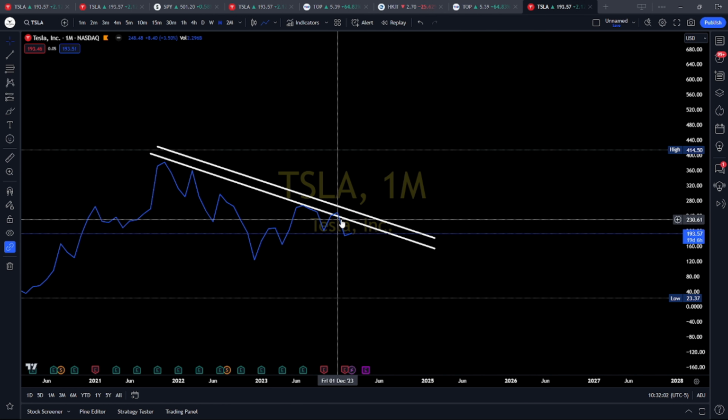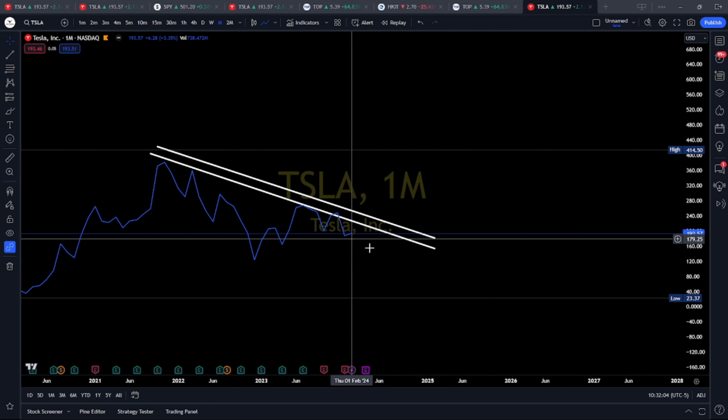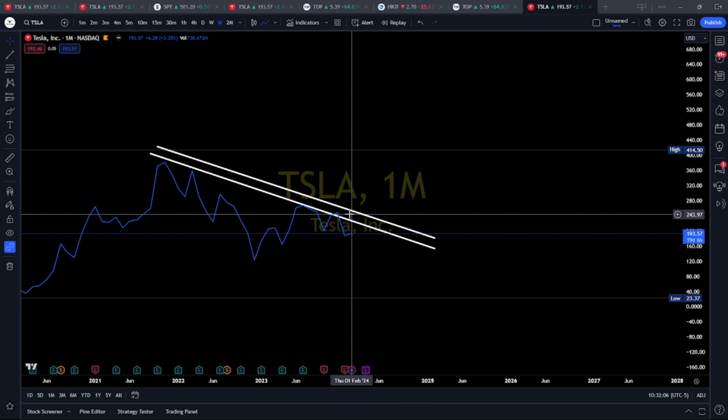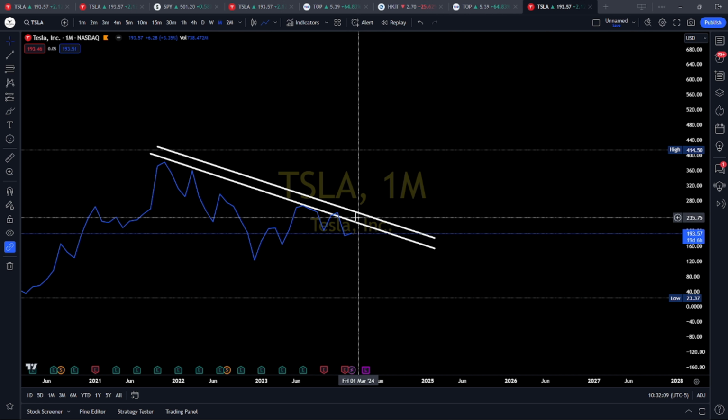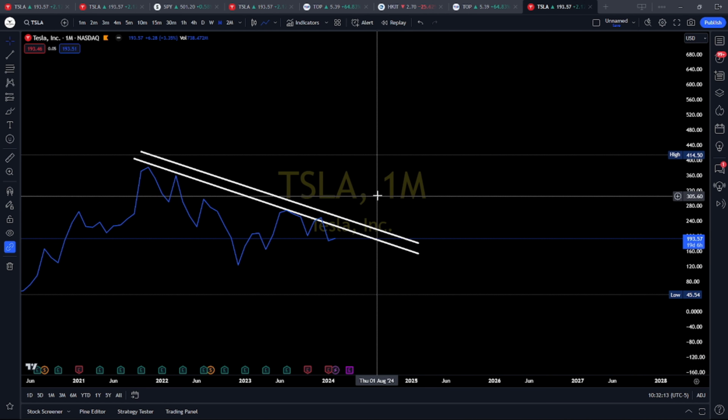Give yourself that little wiggle room. That's an area of value now. So if we get into this area of value and it holds up, well, that's promising for a possible reversal on Tesla. And again, this is using a monthly time frame.